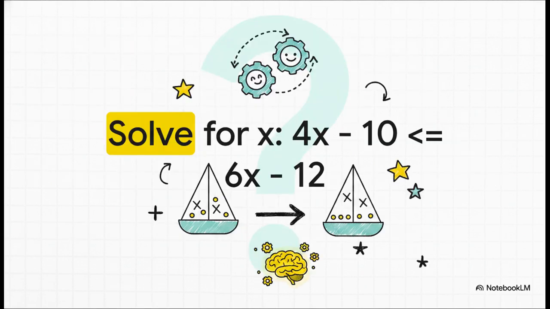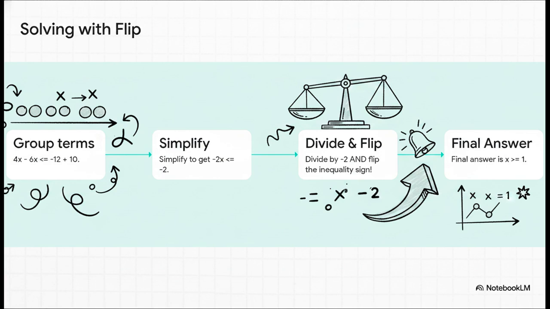Let's level up a bit. Here's a trickier practice problem where we've got variables on both sides of the inequality. 4x minus 10 is less than or equal to 6x minus 12. Our first job here is grouping. Move the 6x to the left and the -10 to the right. Simplify that down, and we get -2x is less than or equal to -2.